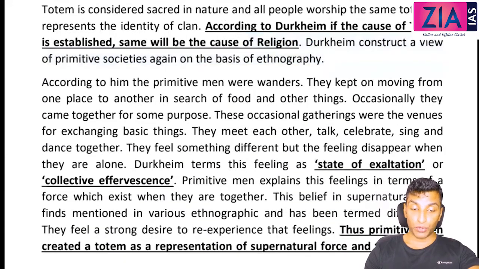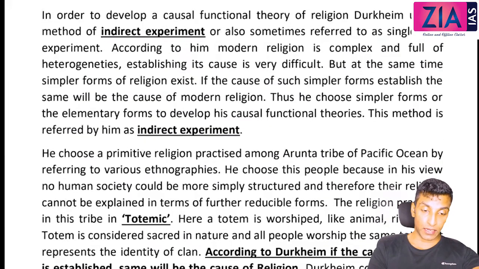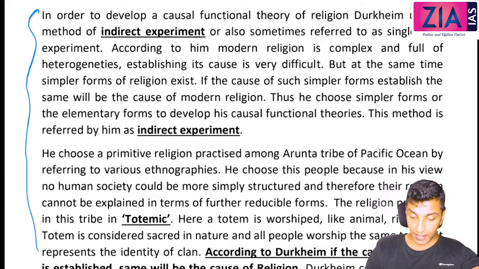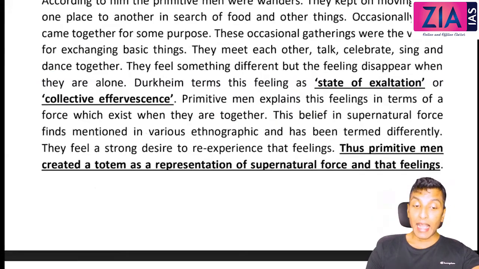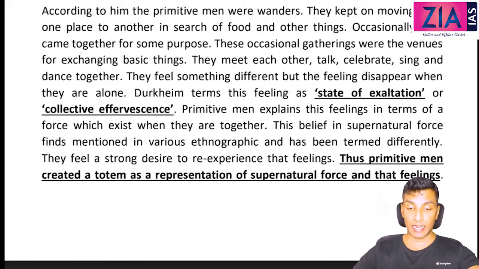Durkheim constructs a view of primitive society again on the basis of various ethnographies. So there is no need to tell that you don't have content for indirect experiment. This much is there, direct content. Apart from that, the introduction you need to write from various other discussions that we have done. Apart from that, the example you need to write from this particular theory, and the criticism you need to take from the critical analysis. Okay, so you have enough and more content for that particular topic. Anything, sacred and profane or indirect experiment or this theory also.